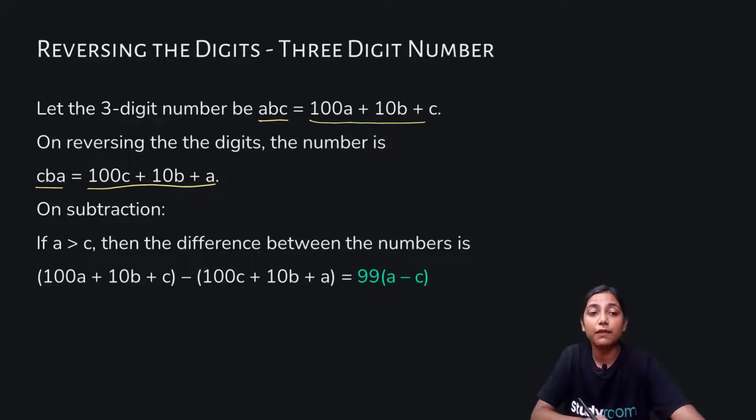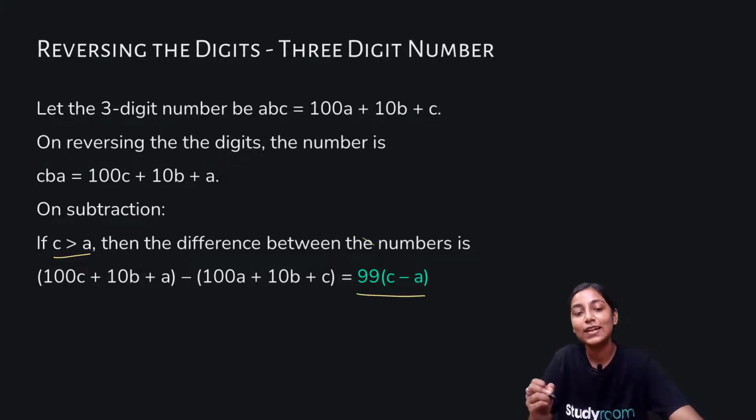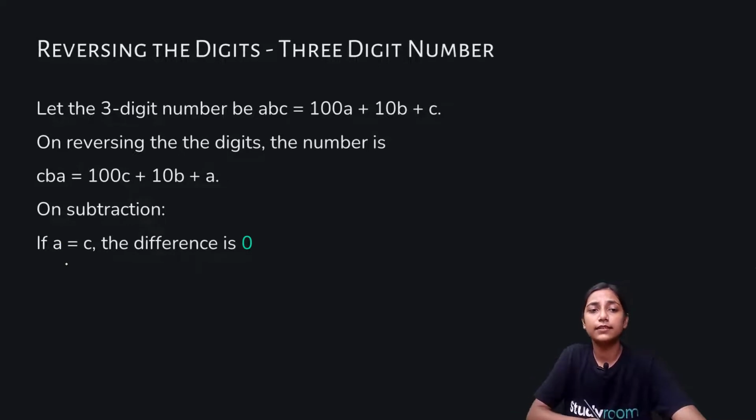Now on subtraction, my first case is when A is greater than C. If A is greater than C, the difference of these two numbers will give me 99 into, in the brackets, A minus C, because A is greater than C. My second case is where C is greater than A. In that case, the difference of these two numbers will give me 99 into C minus A, because C is greater than A. And my third case is where both A and C are equal. What happens when A and C are equal? It's very obvious that my difference will be 0.